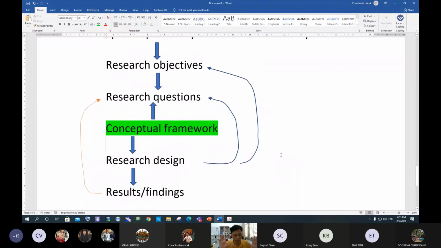So there are no exact elements in your conceptual framework. It depends on your research problem, your research objective, and research questions. Then you form a conceptual framework that allows you to pick either a quantitative research design, a qualitative research design, or mixed method. Yeah, lecturer, I see. Okay, thank you, lecturer.